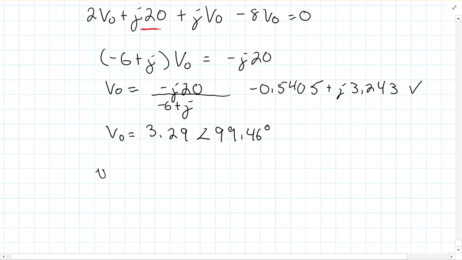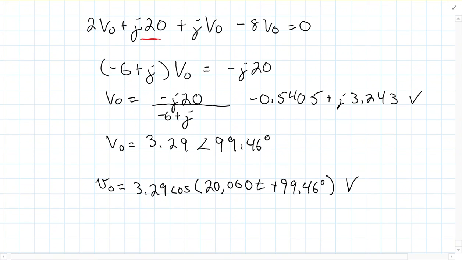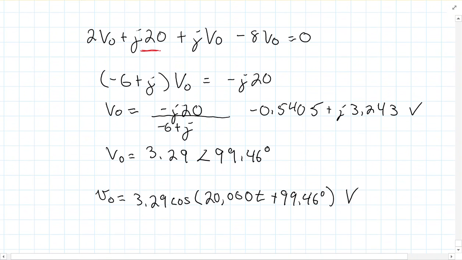Now remember, we need to write the final answer. So this would be V out as 3.29 cosine, and then I have to remember, okay, well this is 20,000 t plus 99.46 degrees. And this would be in volts. So that would be my final answer as far as a steady state solution.